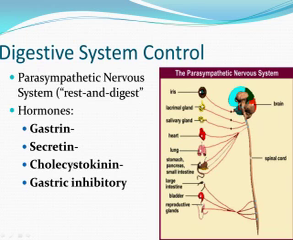The secretin secreted in the duodenum stimulates production of bicarbonate to neutralize acidic chyme. Cholecystokinin, secreted by the small intestine, stimulates contraction of the gallbladder and secretion of pancreatic juice enzymes. Gastric inhibitory peptide, secreted by the small intestine, inhibits gastric acid secretion and stimulates secretion of insulin.